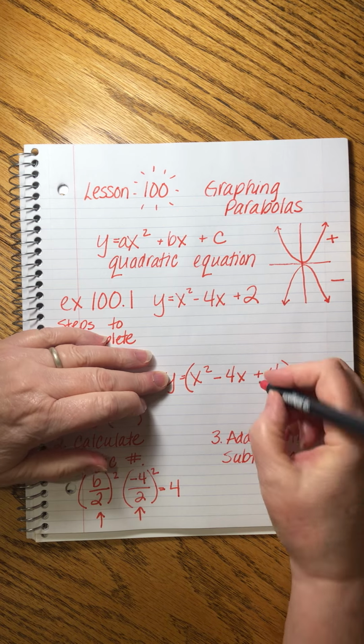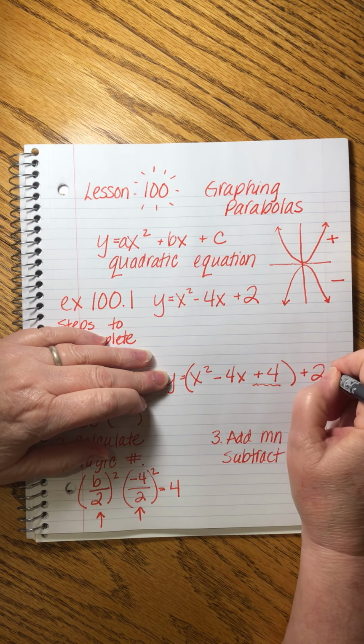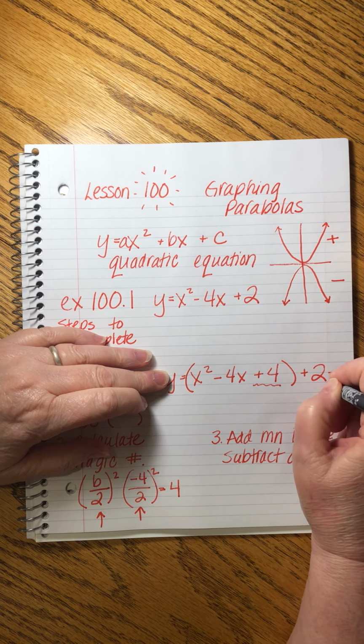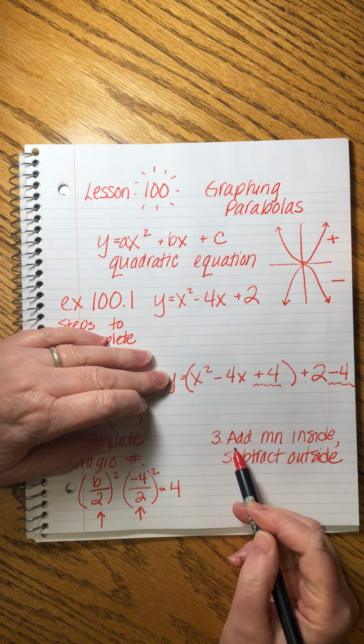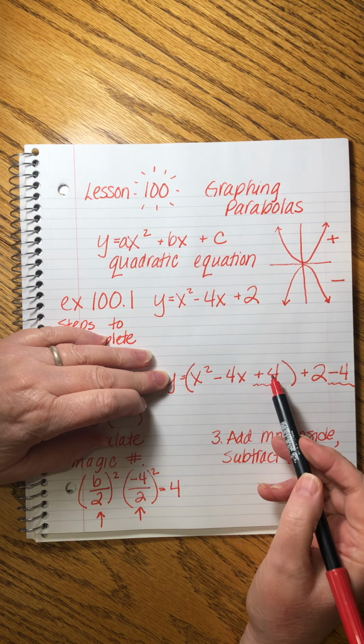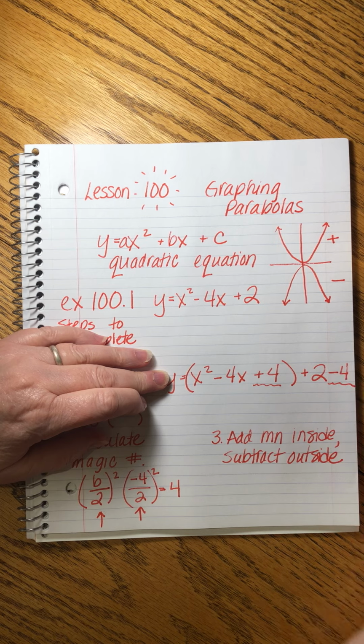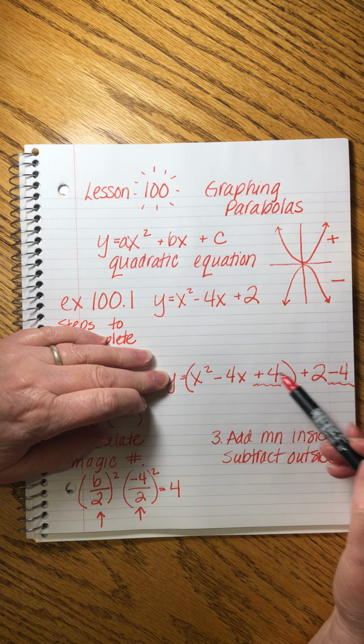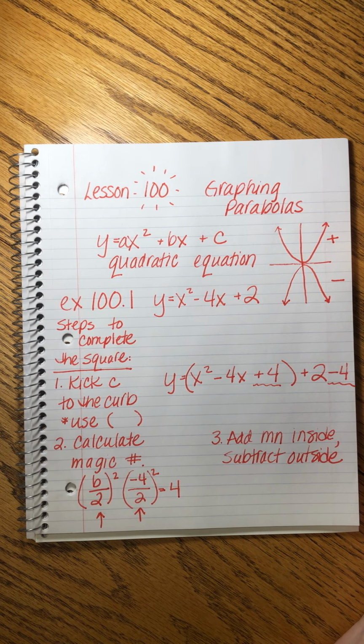So what we do, since we added 4 here, we will subtract 4 there. That's what I mean by saying add the magic number inside, subtract it outside. The magic number will always be positive. So adding and subtracting will always work for us. All right?